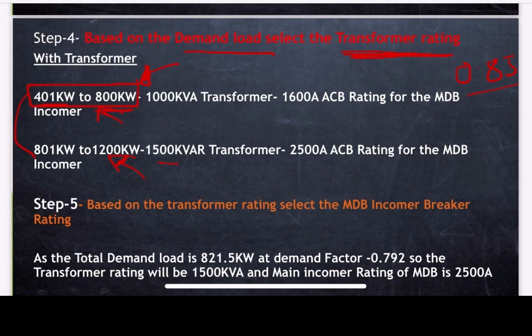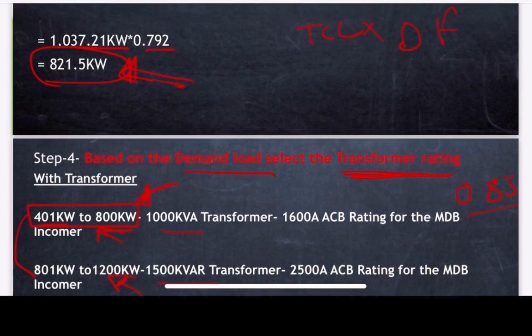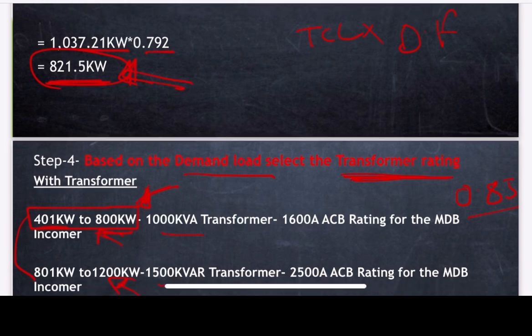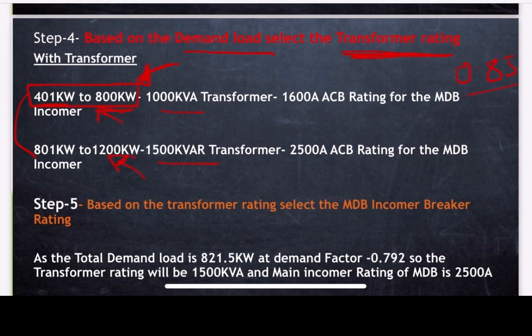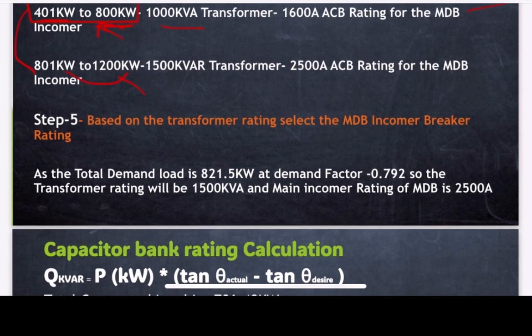Based on that you have to select the transformer rating. In all cases, for simplicity, you have to go for the demand load. Here our demand load is 821.5 kilowatt, which is in between this range, 801 to 1200 kilowatt. So what would be the transformer size? The transformer size will be 1500 kVA. So now we calculated the transformer rating as 1500 kVA.